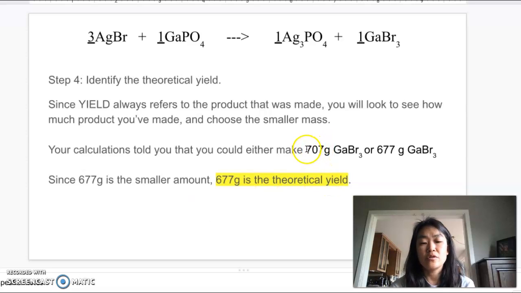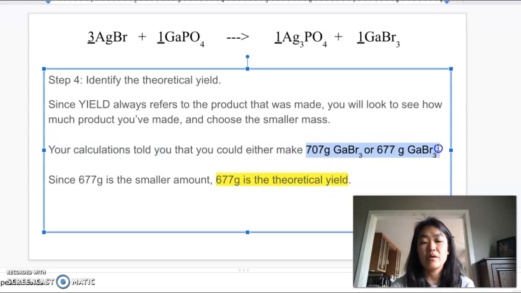So you saw that you have this comparison. You can compare this number 707 to 677. You can clearly see that 677 is a lesser number. And you can see, most importantly, that they're the same substance. You're comparing gallium bromide to gallium bromide.